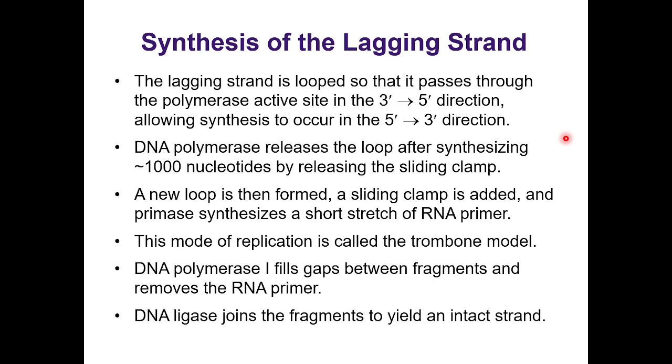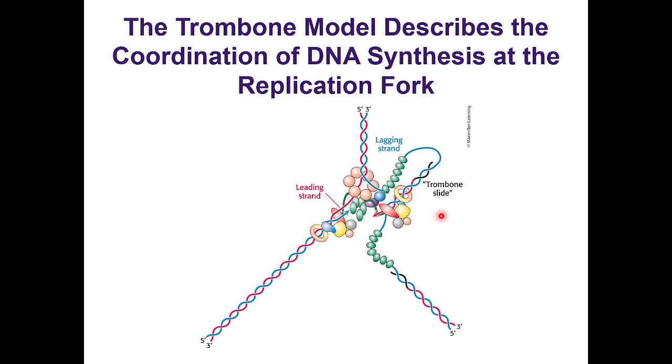Okay. The new loop is then going to be formed. The sliding clamp will be added. The primase is going to synthesize a short stretch of your RNA primer. Primase, RNA primer. The one saving grace of this is everything means what it is named. Okay, so your DNA polymerase 1 is going to fill your gap between the fragments. It's going to remove your RNA primer. The DNA ligase is going to join the fragments to yield an intact strand. And we can see this process right here.